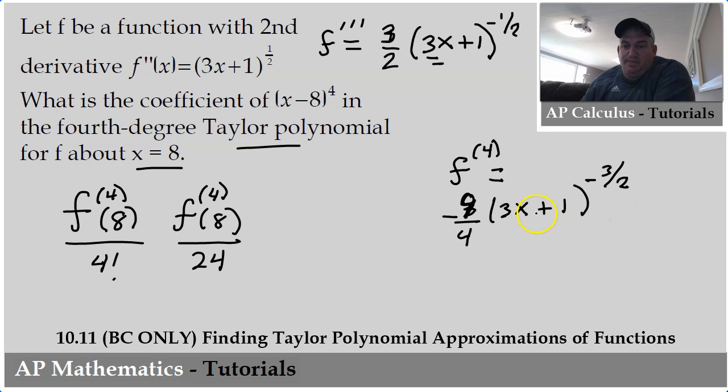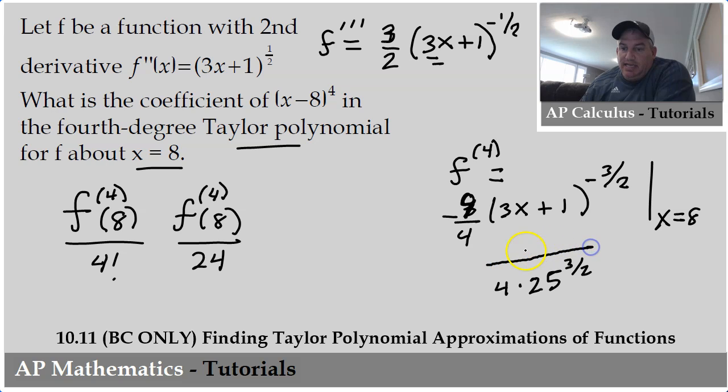And let's stick 8 into this. When I stick 8 into this fourth derivative, I'm going to get a nice perfect square number, 25. So I'm going to have 25 to the 3/2 power on the bottom, multiplied by 4. Notice I took my negative power and made it positive. And on top, I'm going to have a negative 9. So when we finish cleaning this up, the square root of 25 is 5, and 5 cubed is 125. And 4 times 125 is 500. So we actually have negative 9 over 500.